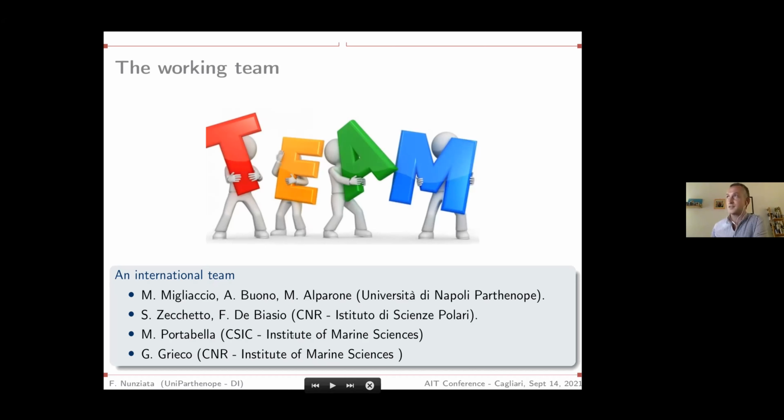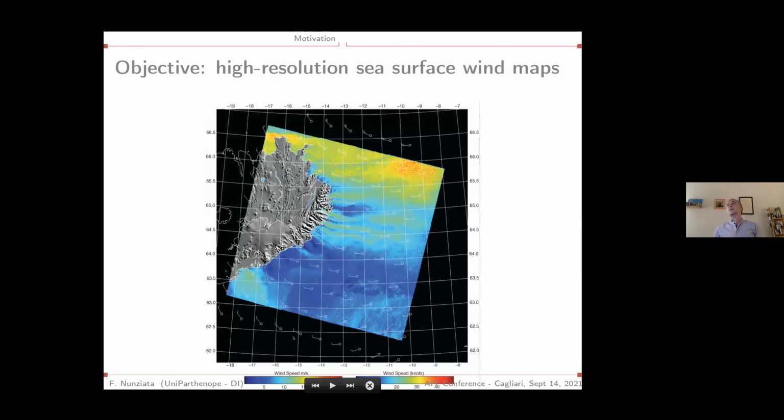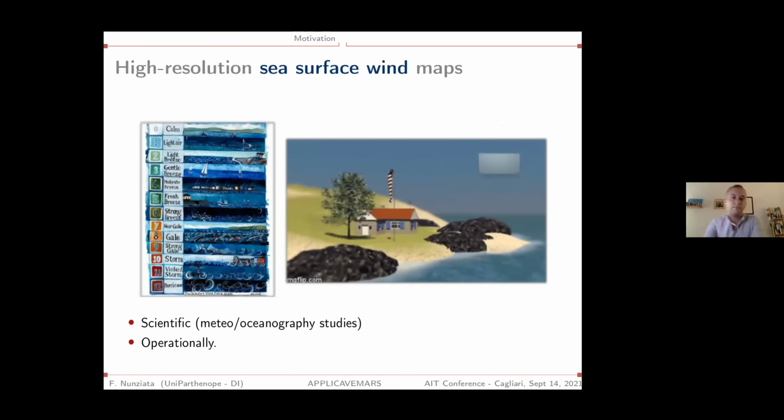So basically, at the very end, the goal of this project is providing high-resolution sea surface wind maps, using satellite remotely sensed measurements, mainly collected by synthetic aperture radar. First of all, let's have a look at why we are interested in sea surface wind. Basically, sea surface wind is an important parameter from both scientific and operational viewpoints.